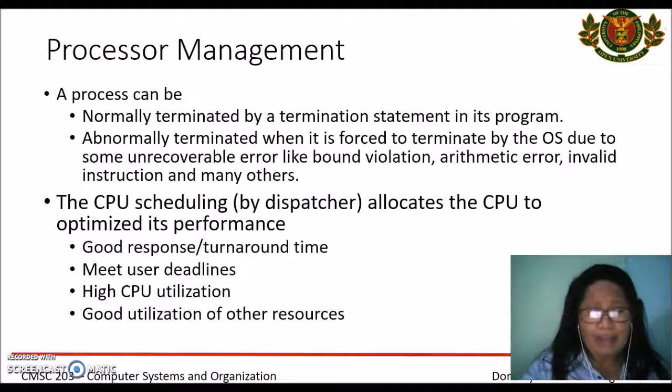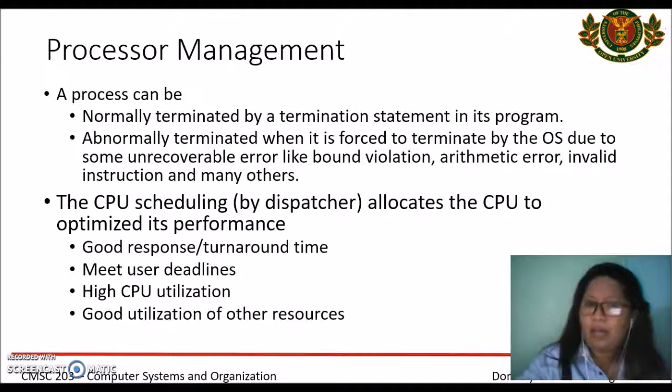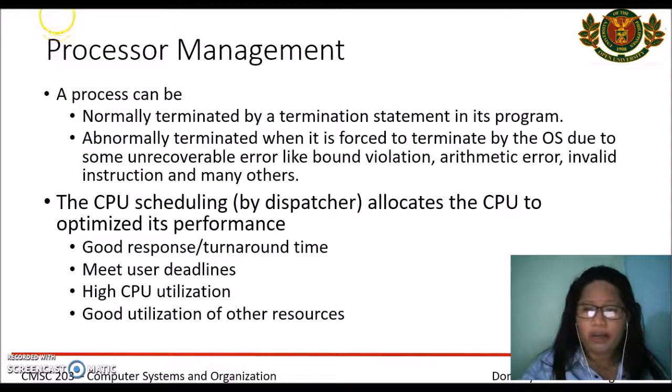A process can be terminated either normally or abnormally. A process normally terminates through a termination statement in its program. When a process is terminated abnormally, it is forced to terminate by the operating system due to some unrecoverable error, like a bound violation, arithmetic error, invalid instruction, or any other reason.